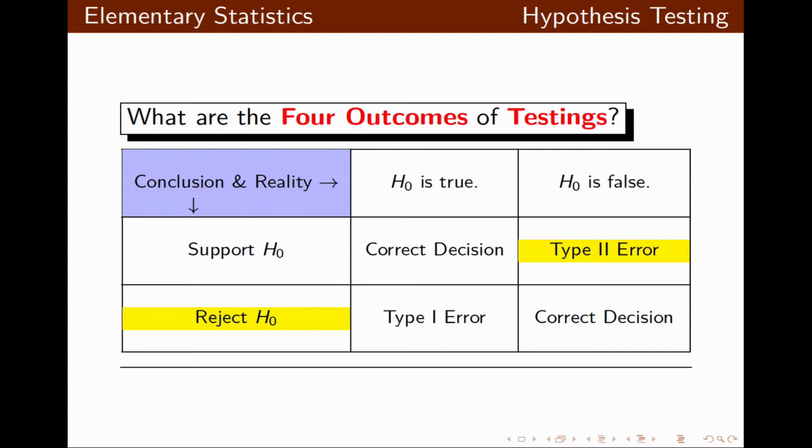Now, on the other hand, if H0 is false and we support H0, we're supporting a false statement. That would be type 2 error. But when we reject the null hypothesis when it's false, that means we're making a correct decision.